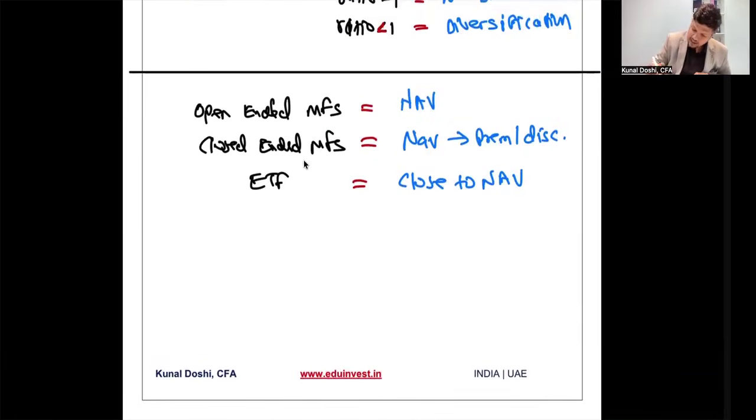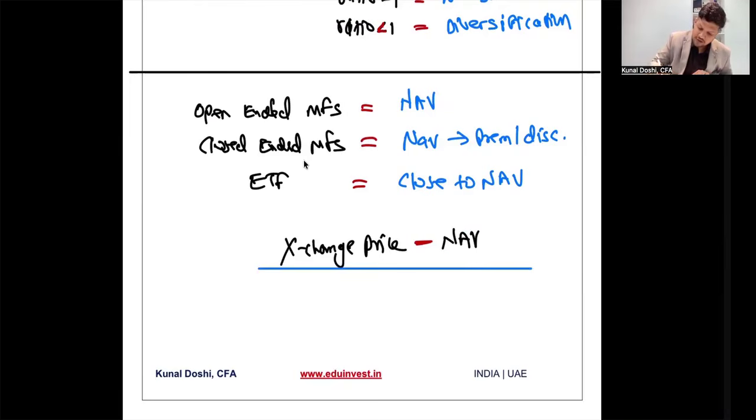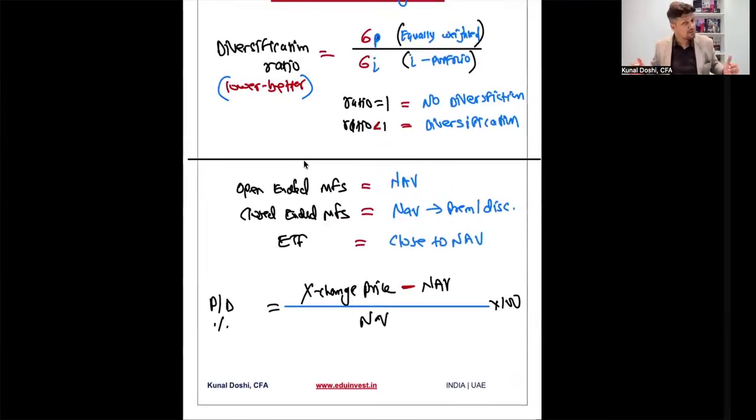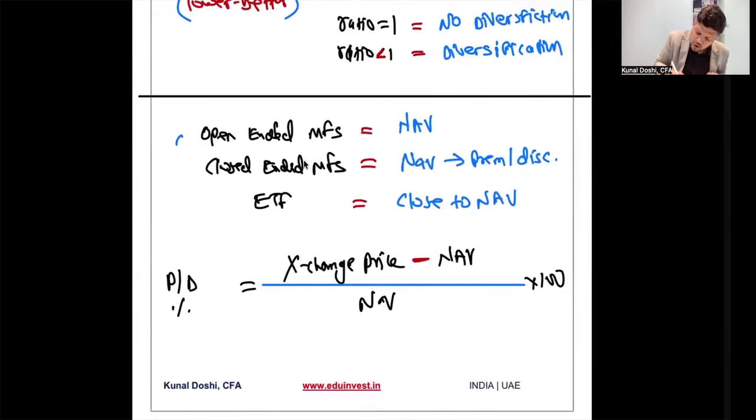Now, always remember, if the exchange price is higher than NAV we call it a premium. If it is lower, we call it a discount. If this is measured based on NAV times 100, we can find the premium or discount in percentage. If they ask you for the premium or discount in percentage, you can always take the exchange price minus NAV, over NAV.